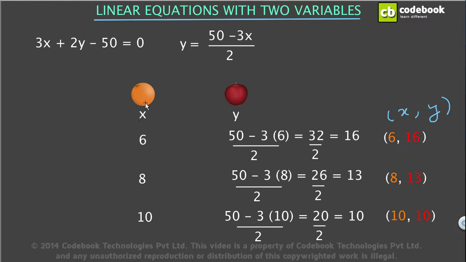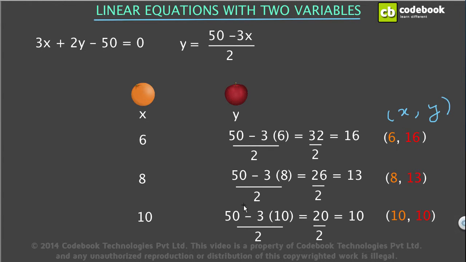So let x be the price of your orange and y be the price of your apple. So assume that the price of the orange was 6 rupees. If you substitute 6 in the equation y equal to (50 minus 3x) by 2, you will end up with (50 minus 3 times 6) by 2, which is equal to (50 minus 18), which is nothing but 32 by 2, which is equal to 16. Similarly, if the price of the orange was 8, then you'll end up with the price of the apple being 13. In your case, you know that the price of the orange was 10 rupees.